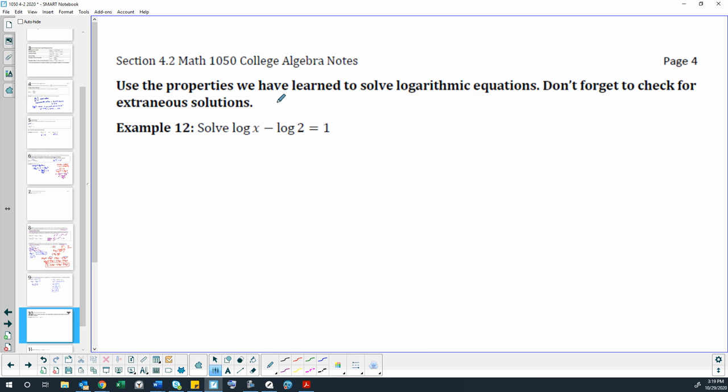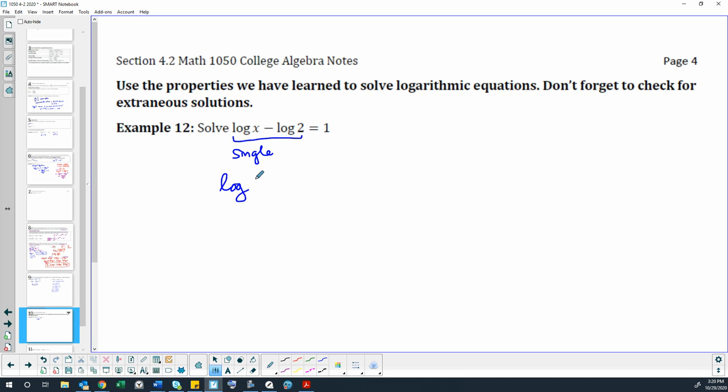Okay, we're going to use properties we've learned to solve logarithmic equations. Don't forget to check for extraneous solutions. So on this side of my problem, I have 2 logarithms. Wouldn't it be nice if this was just one single logarithm? So we've learned how to do that as long as the bases are the same. So base 10, that's easy.